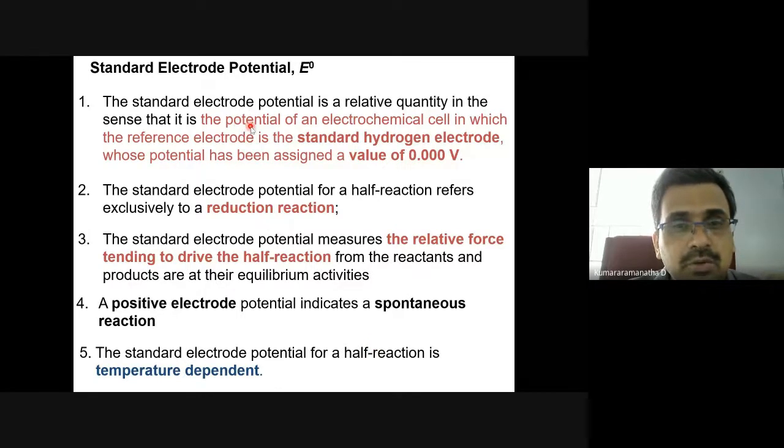And how do we measure this? It is with respect to the standard hydrogen electrode, which is given as 0. With respect to that, we have either higher or lower. When you have a positive electrode potential, it means it's a spontaneous reaction. A very important point is that the electrode potential of a half cell reaction is also temperature dependent. This is very simple logic: if you heat, you have a lot of electrons traversing.